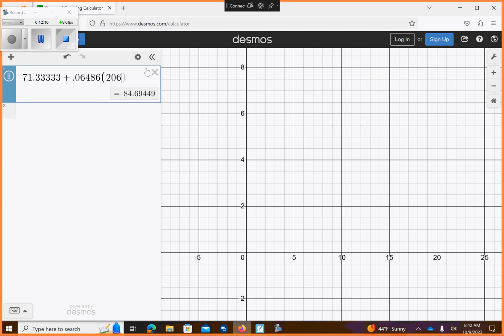If your cholesterol goes down by 20 points in the next year, predict the amount your systolic blood pressure will go down. So if your cholesterol goes down 20, okay, so if I go down 20, I'm going to go negative 20 in here. So it looks like you will drop down to 70.03 roughly.